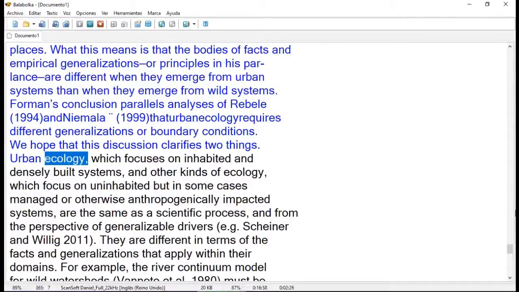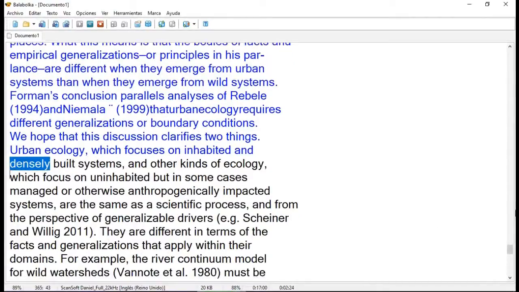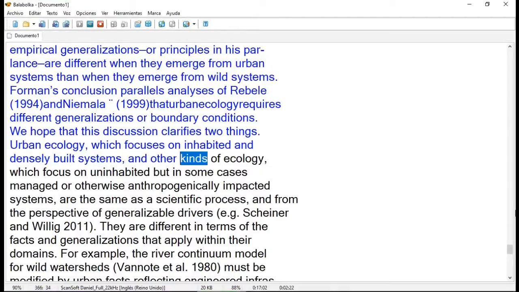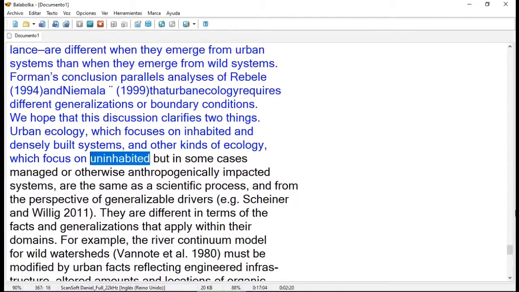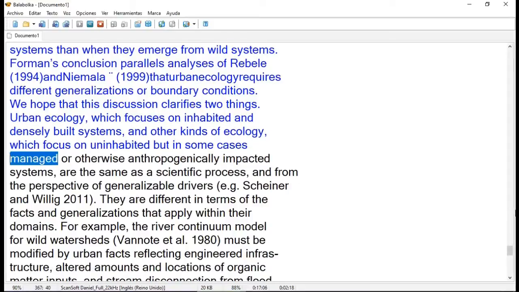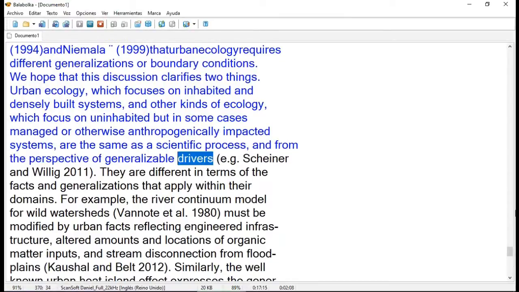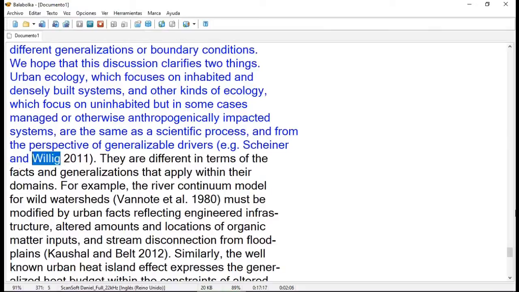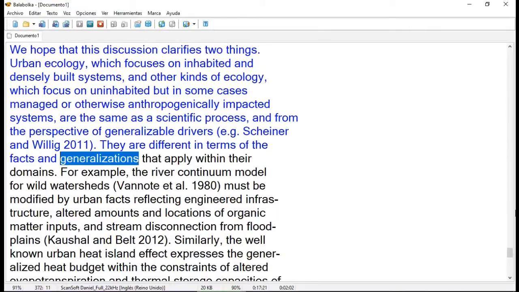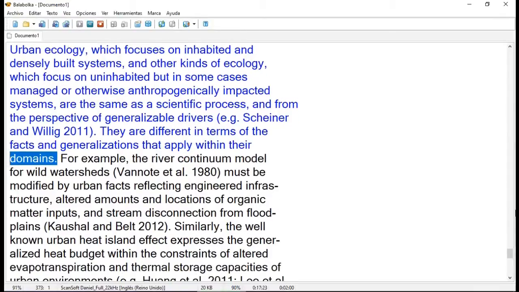Urban ecology, which focuses on inhabited and densely built systems, and other kinds of ecology, which focus on uninhabited but in some cases managed, or otherwise anthropogenically impacted systems, are the same as a scientific process, and from the perspective of generalizable drivers, for instance Scheiner and Willig 2011. They are different in terms of the facts and generalizations that apply within their domains.